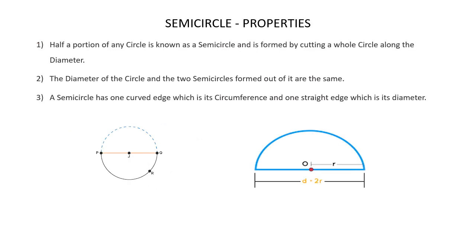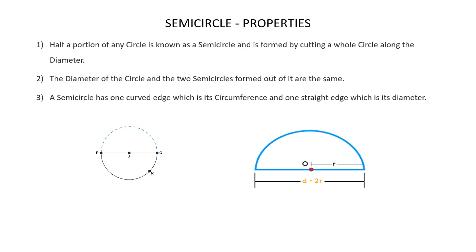Let's now look at a few properties of a semicircle. Half a portion of any circle is known as a semicircle and is formed by cutting a whole circle along the diameter. The diameter of the circle and the two semicircles formed out of it are the same. So look at this diagram. This is a whole circle. Now here, this line PQ is the diameter of the circle.